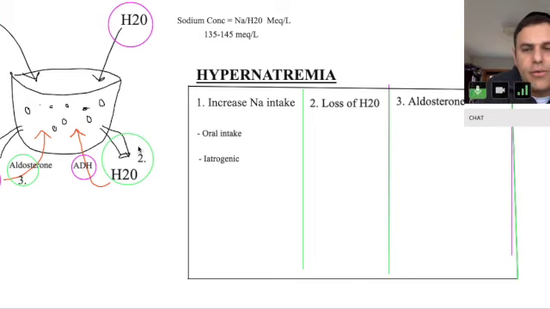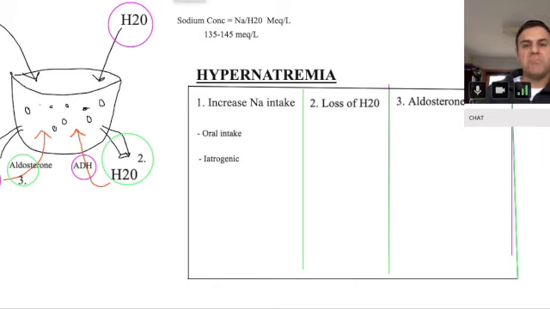Okay, loss of H2O. So this is the spout over here. For some reason, the bucket, which is the human being, is losing H2O. The sodium is staying exactly as it is. But remember, it's a concentration. So if we're losing water and our sodium is staying exactly as it is, then we end up in a situation with hypernatremia.